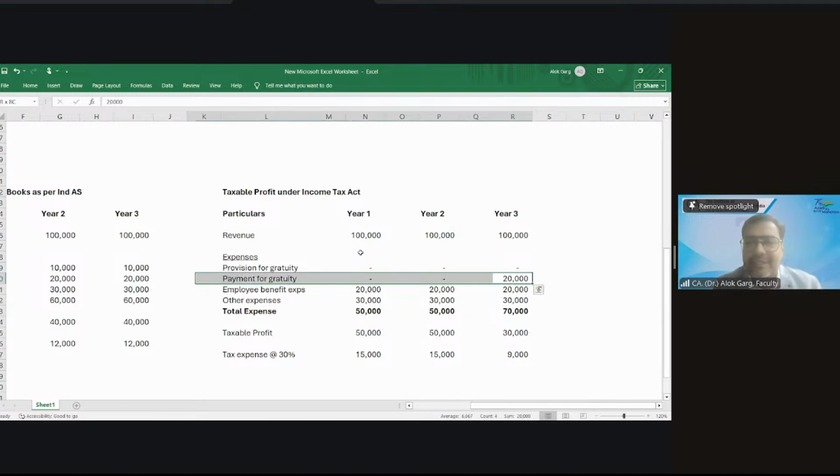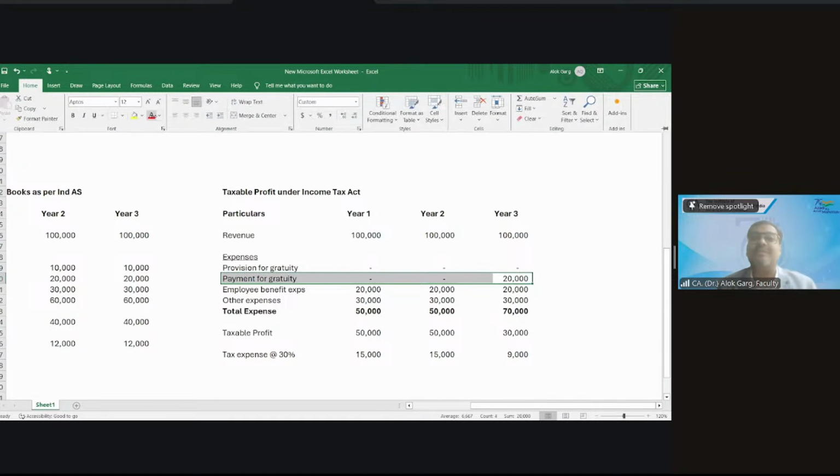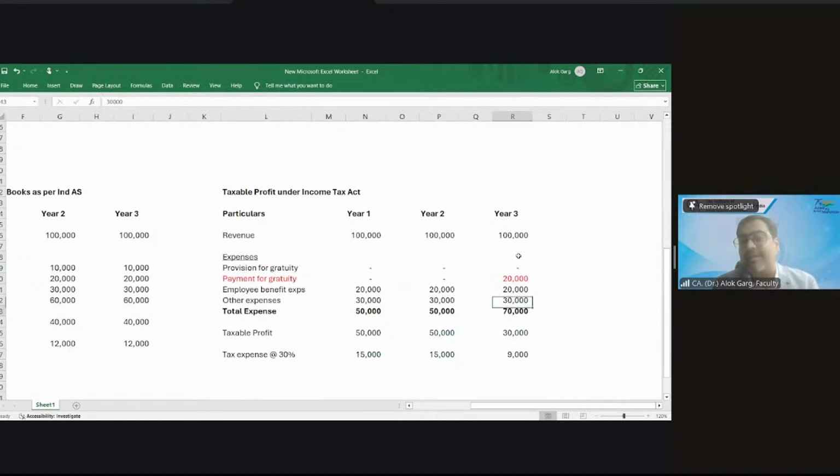That is why I have added one more item, payment for gratuity, and I have considered this as an expense in the income tax P&L. That is why my expense in the third year accounting profit was 60,000, but in the third year income tax P&L, my expense became 70,000. So for more clarity, let me make this 0. My provision for gratuity in my accounting P&L, I am making as 0. Are you guys okay with that? Just to simplify it and to show you the impact.